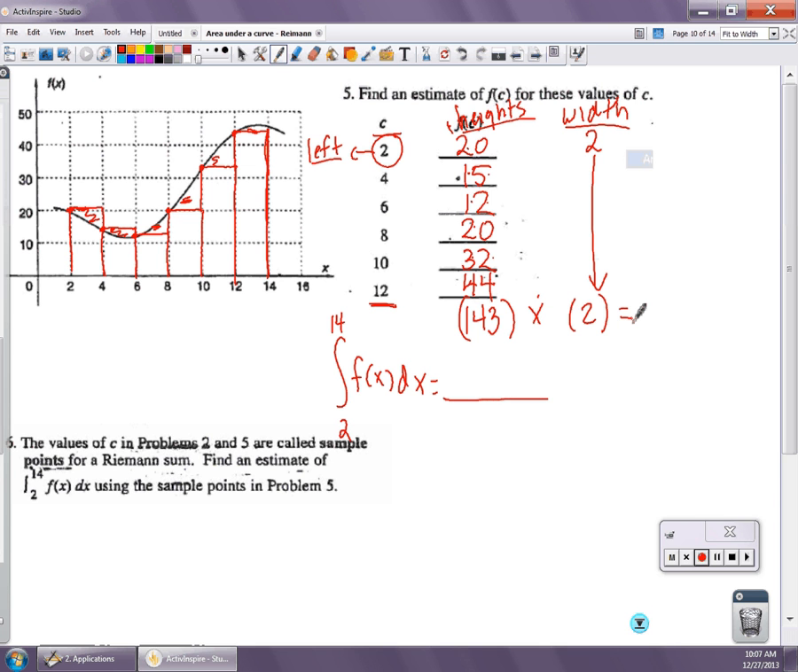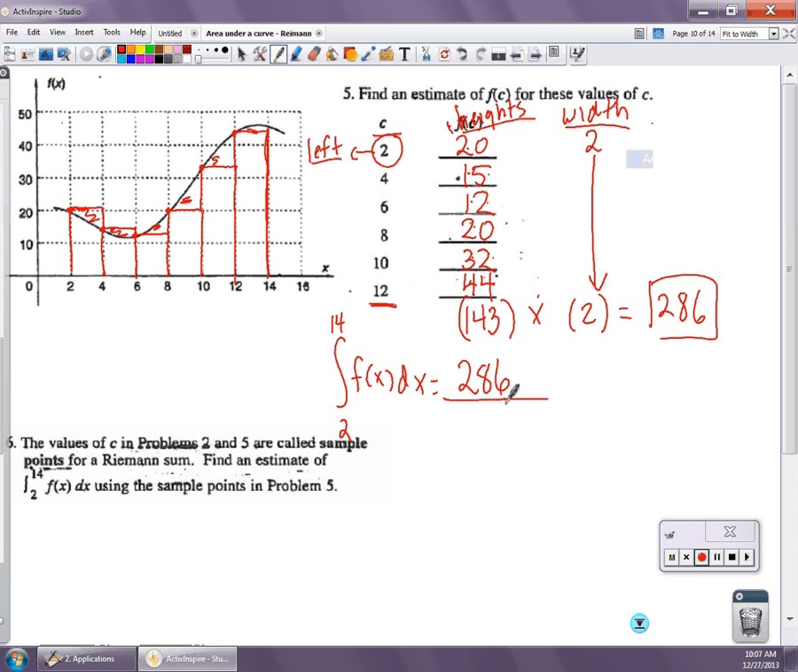I could have calculated the areas individually like I did before and then added. In this case, since they had a common width, I added all of the heights and multiplied by 2. So that gives me 6, 8, 286, which you can see is lower or less than the approximation that we had with the midpoints.